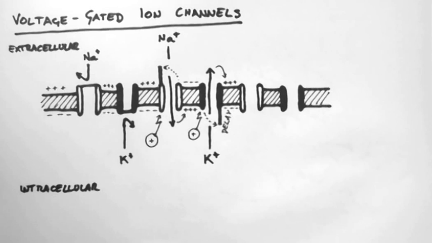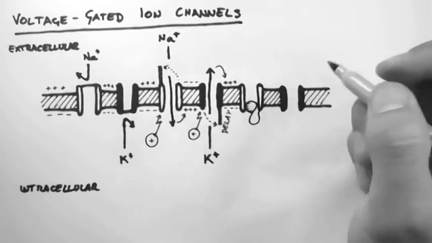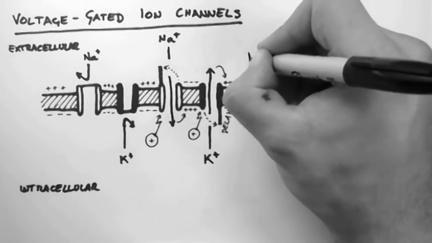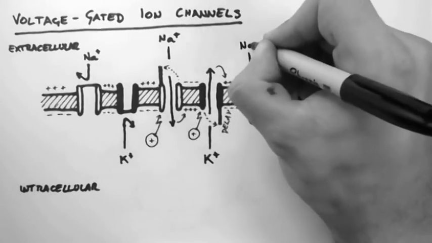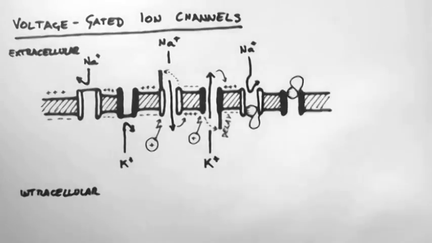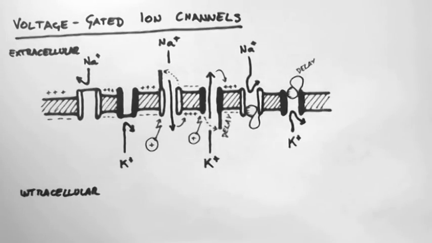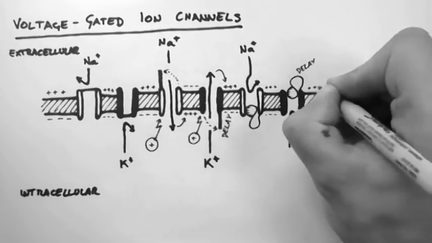These channels are both open at the moment, so they need to be closed. The sodium channels close about the same time the potassium channels open, and they close by this ball and chain method. This ball gets stuck in the channel, and sodium can't flow through anymore. After a delay, the potassium channels also close. Now potassium can't flow, and this keeps the membrane potential back near the resting membrane potential.